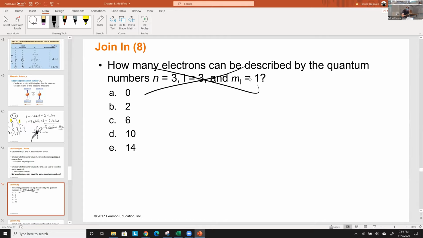Guarantee you on the test, they're going to give you a question: which of the following combinations of quantum numbers is not possible? So you have to go through the rules and see, is this one possible? Is this one possible? Is this one possible? Based on the rules. So the answer for this one is 0. Good.